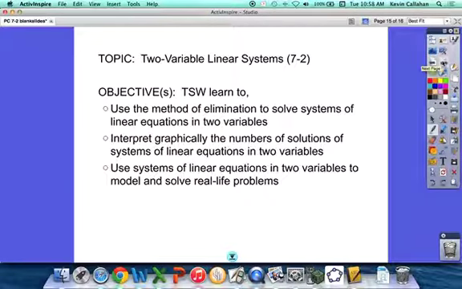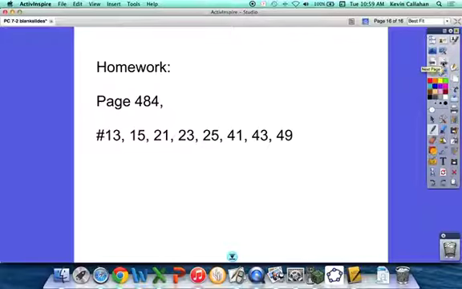And so let's see, we used elimination to solve systems. We interpreted them graphically, and we solved some real life problems. And there's 8 problems here for you.